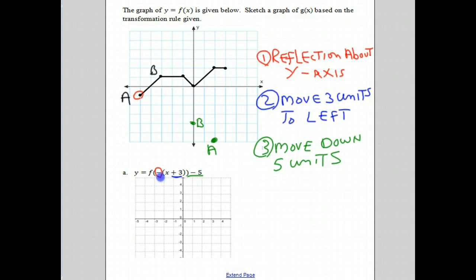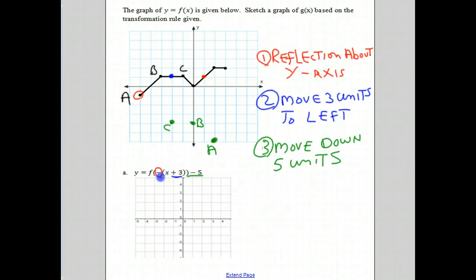Let's try it again. So we'll go to point C. Point C, according to the negative sign, the red sign that we circled with red inside the f, says that we're reflecting it about the y-axis. So point C, which was at -1, 1, moves over to 1, 1. Then we know we have to move 3 units to the left because we have an x plus 3. And therefore, this red point moves 3 units to the left, 1, 2, 3. We move it right to here, which is at -2, 1. And finally, we know we have to move down 5 units. So we just move it down 1, 2, 3, 4, 5, and that's where point C ends up.